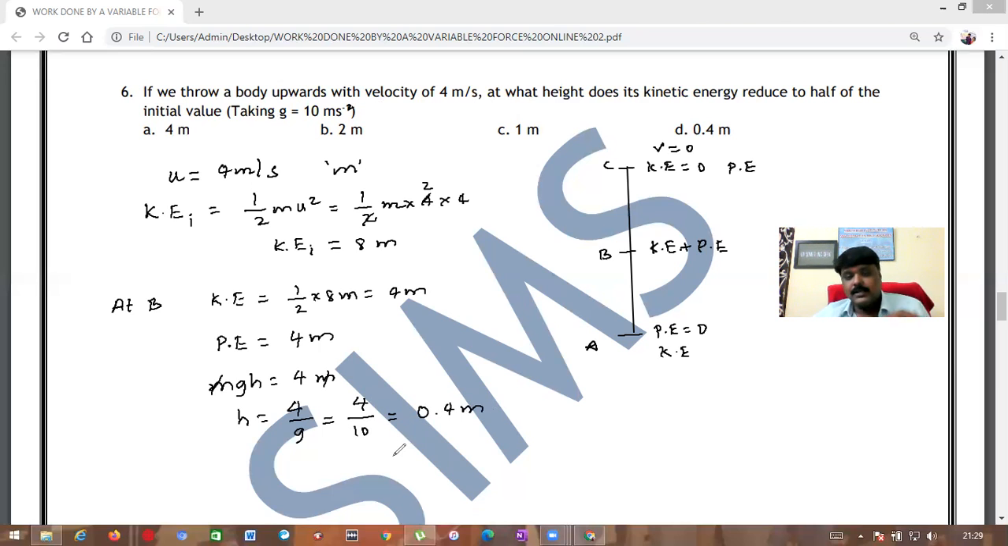At that height, at a height of 0.4 meters, the kinetic energy has become half of the initial value, and whatever the loss in kinetic energy, that is converted into potential energy. And here is our option, that is 0.4 meters. I hope you got the clarity regarding this. We shall go on to the next question.